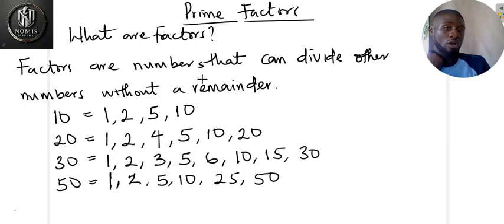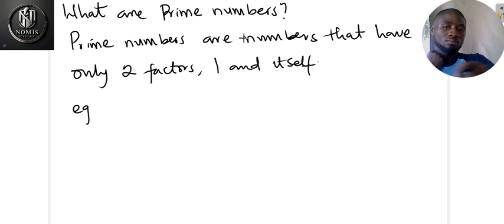Don't forget, we are going to prime factor. So what makes a factor to be a prime? The next thing is to know what prime numbers are. Now, prime numbers are numbers that have only 2 factors. Do you now know why you have to learn factors first?